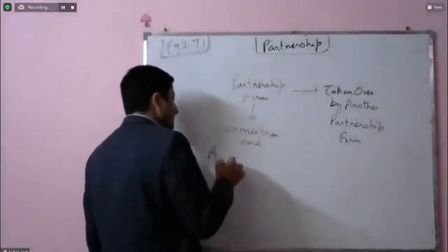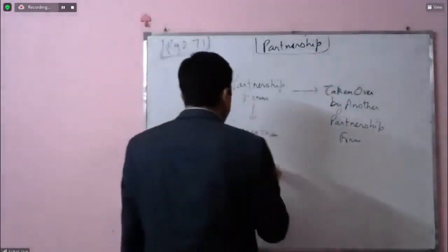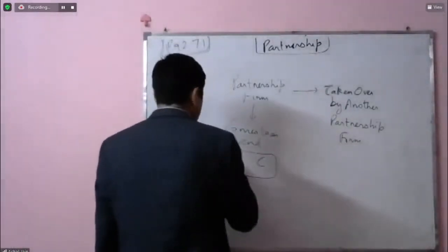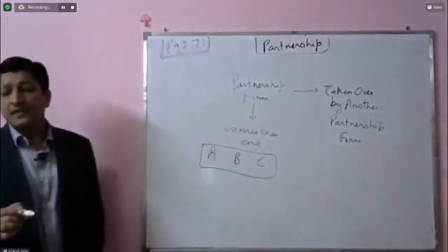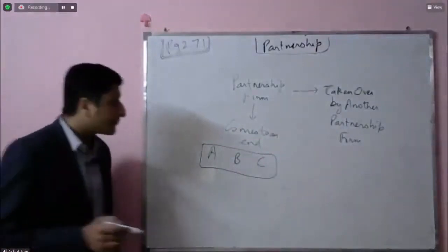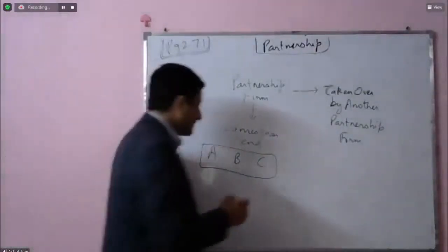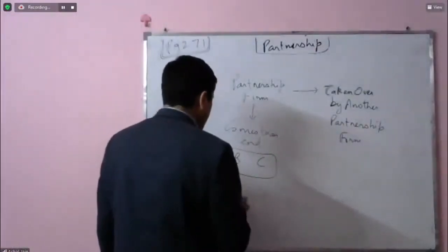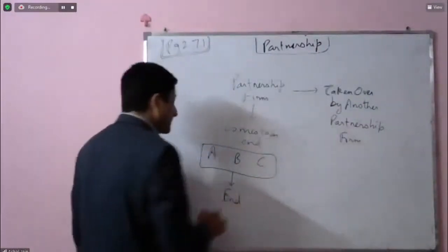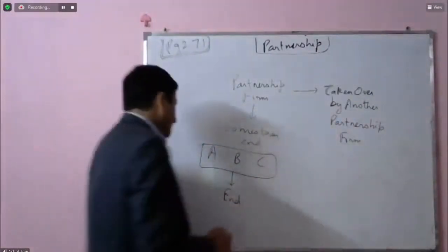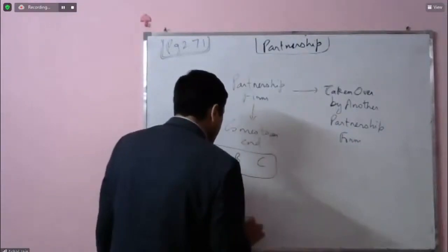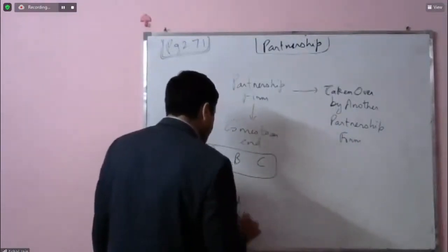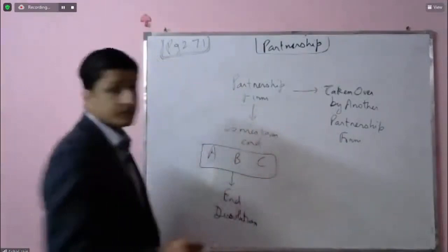Say there was a partnership between A, B, and C. C doesn't want to continue with the partnership. So what will happen? The partnership firm A, B, and C will come to an end. And when it comes to an end, what do we do? It will be dissolved. And how do we complete this dissolution? The same way we just discussed. Okay.